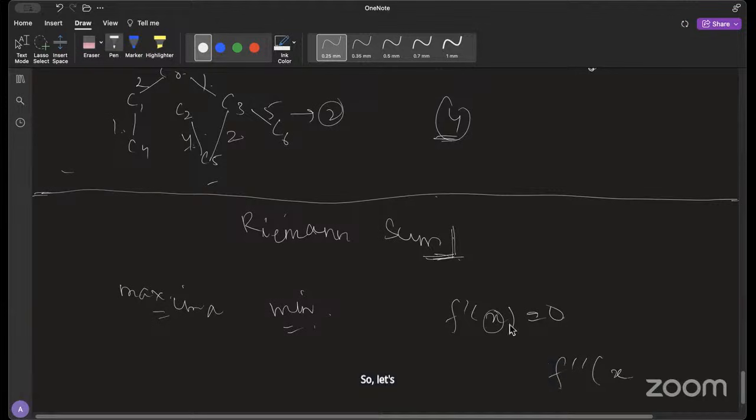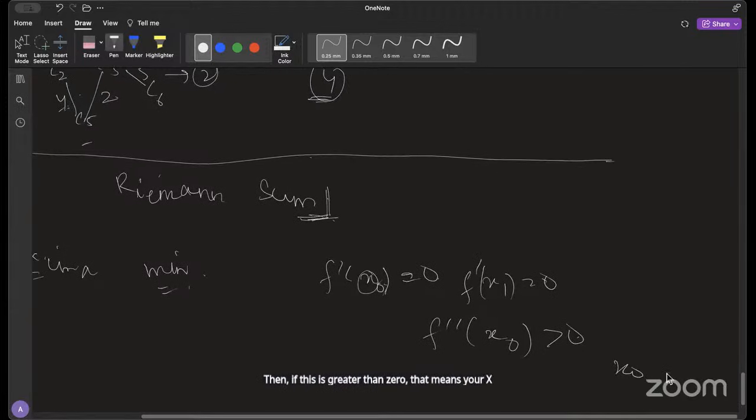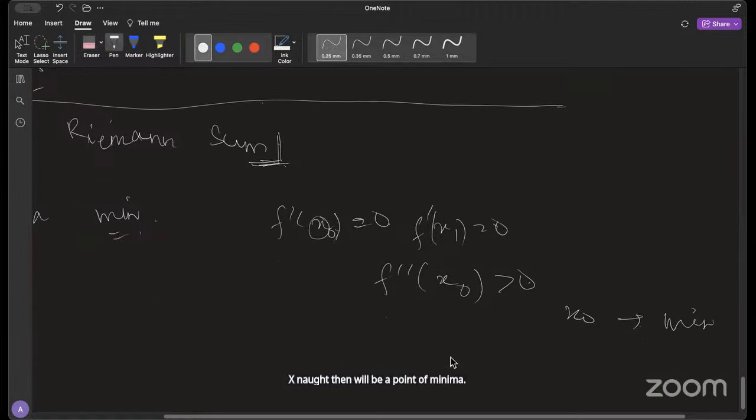So let's say you get this at x0 and x1. And at f dash x1 is also 0. Then if this is greater than 0, that means your x0 is a point of minima. So x0 then will be a point of minima, and if you have f double dash x1 less than 0, then this will be a point of maxima.